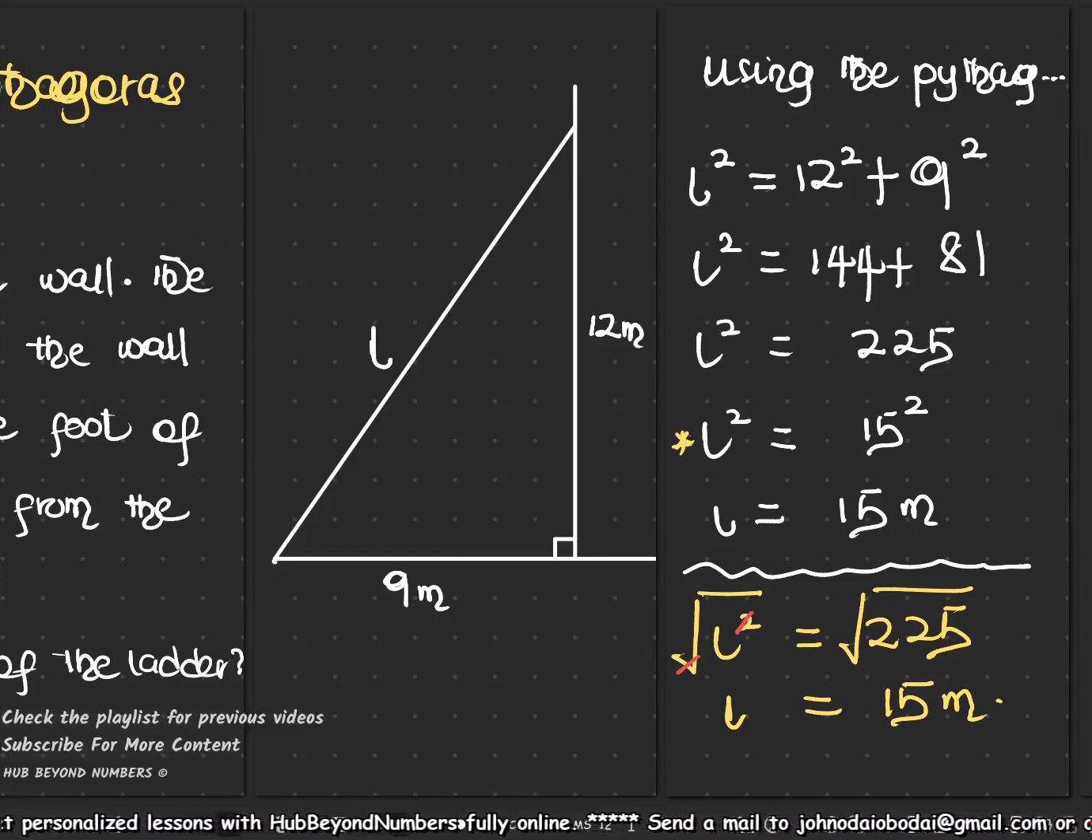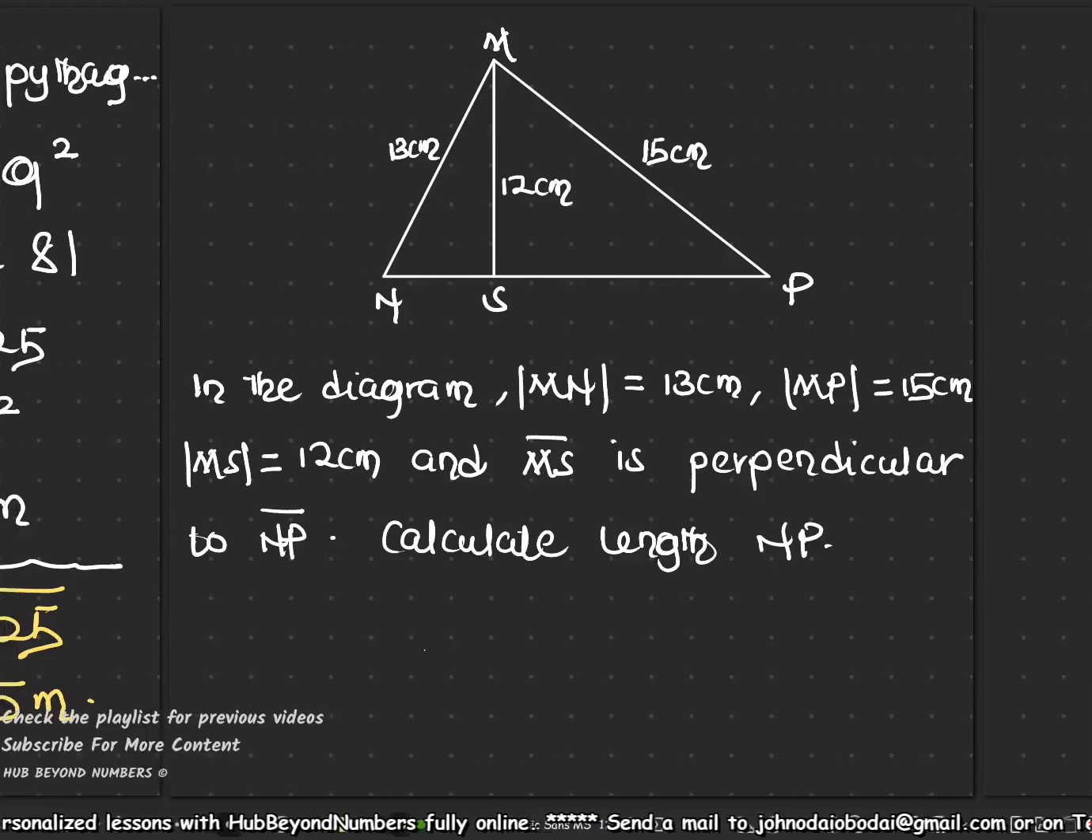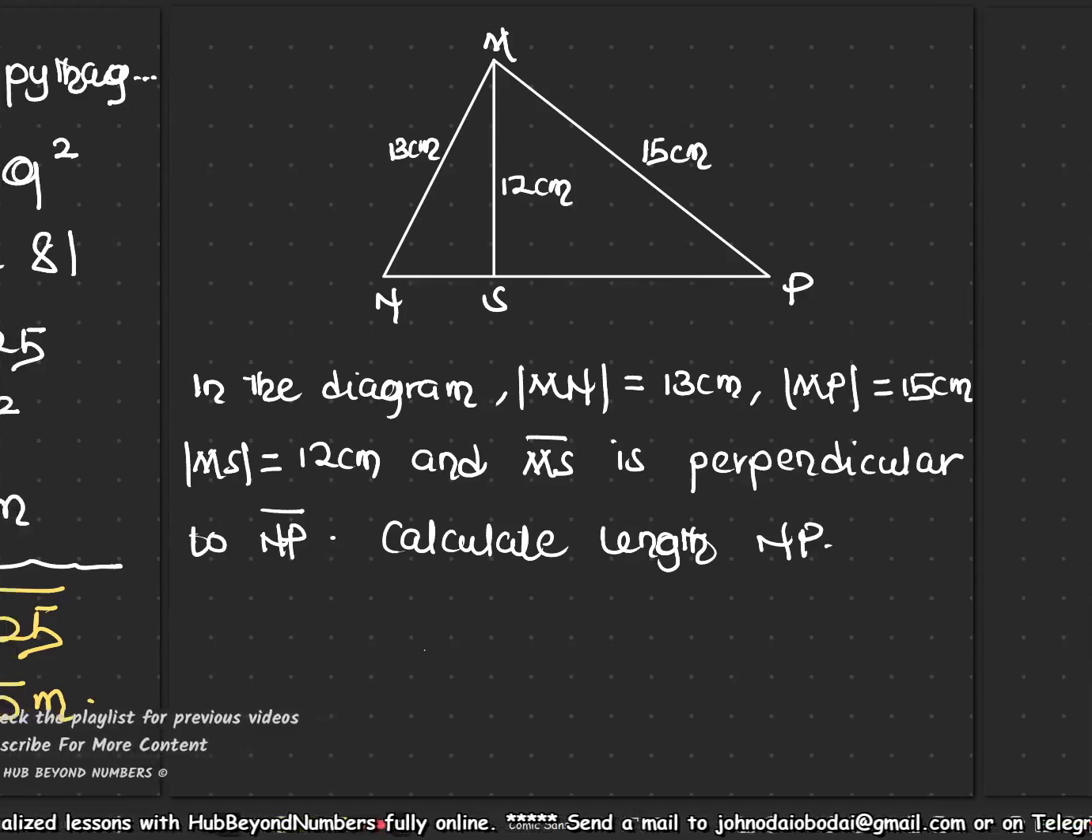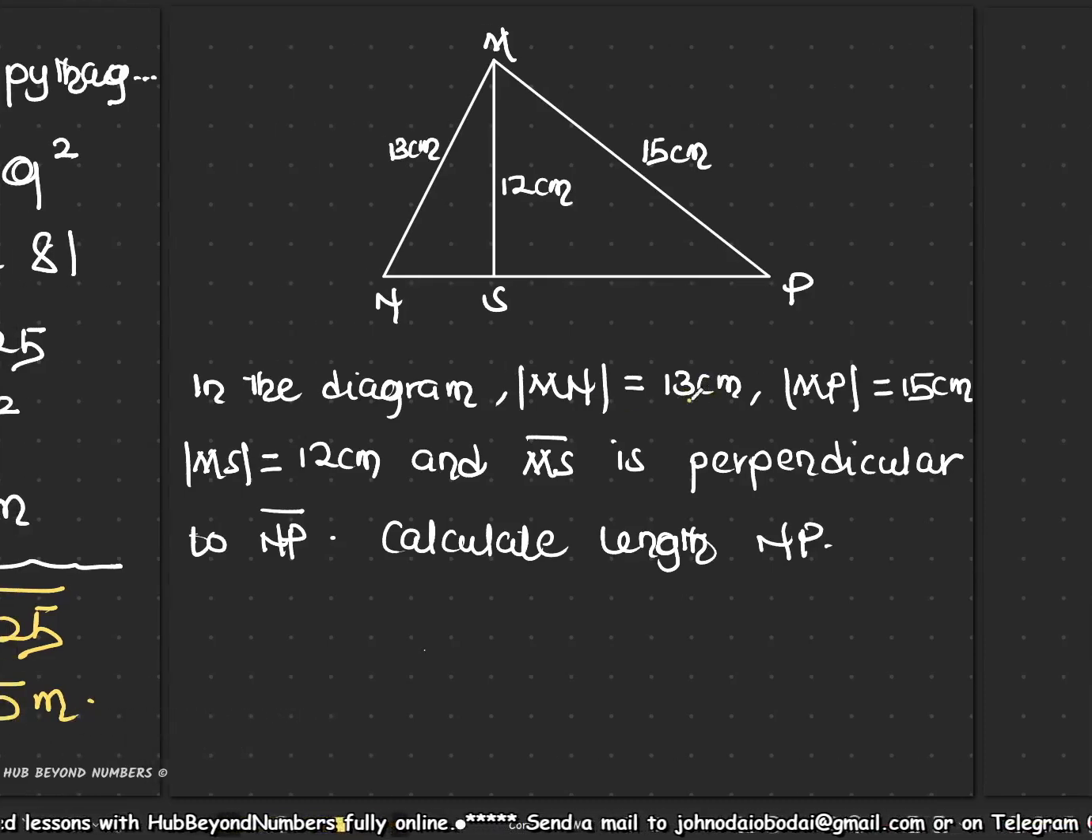Now let's look at the next question over here. It says in the diagram, MN equals 13 centimeters. This is MN, 13 centimeters, as indicated over there. MP is 15 centimeters, and then MS is 12 centimeters. All has been indicated. The line MS is perpendicular to NP.